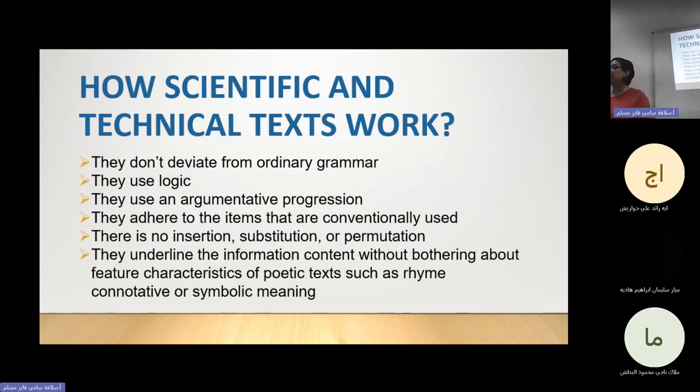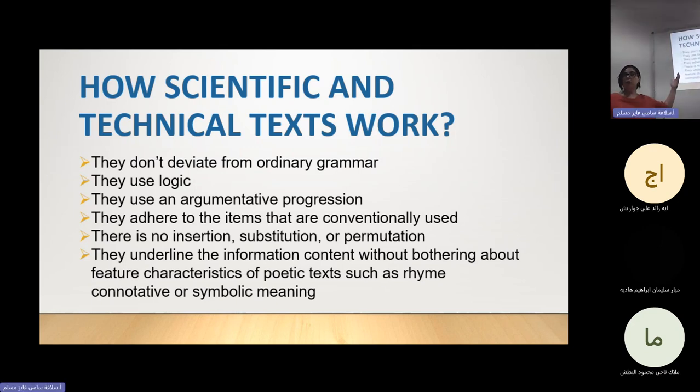So, how do scientific and technical texts work? They don't deviate from ordinary grammar. This is the best thing. Not like literary translation where you can have simile, you can have metaphors, you can add, you can edit, you can omit. No, exactly. This is some type of literal translation. Some type. It's not pure literal translation, but it's some type of literal translation. They use logic.